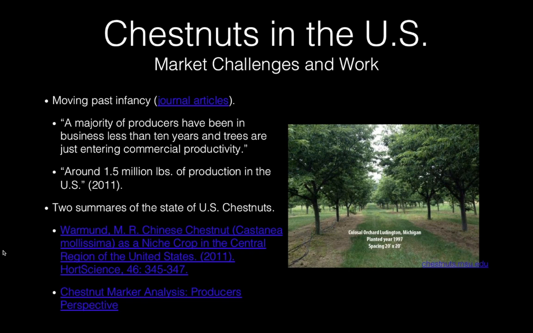The Wormand article discusses the state of chestnut production in the central U.S., and he concisely details topics spanning from the average price per kilogram of chestnuts to physical bottlenecks or challenges in the production system. So it's a great and quick introduction for those interested in learning more about applied chestnut production. More detail about chestnut markets can be found in the second article, which was developed by the University of Missouri Center for Agroforestry. They get more in depth about the perception of chestnuts by the marketplace.